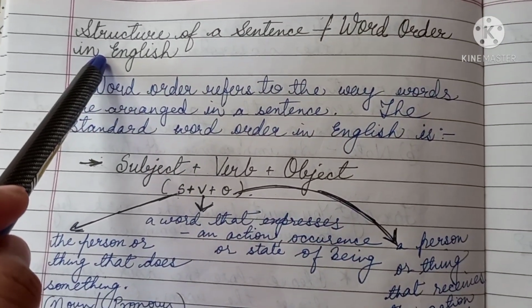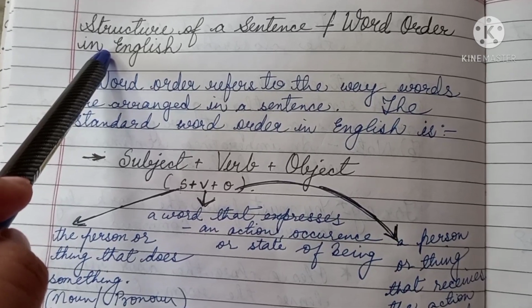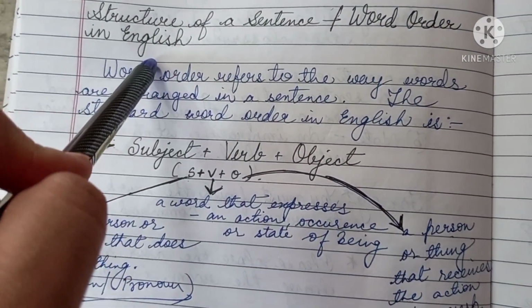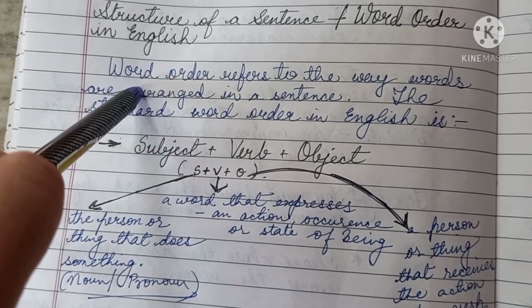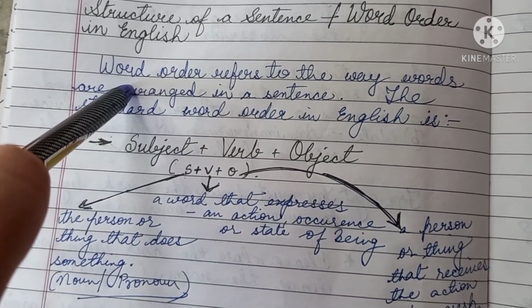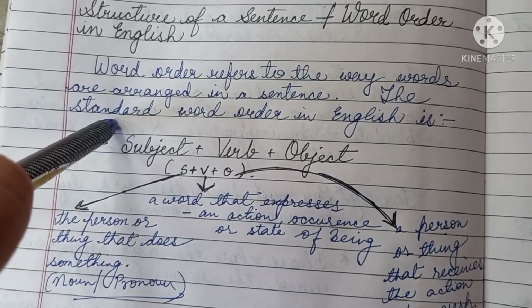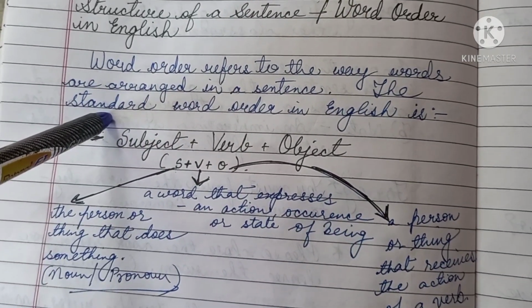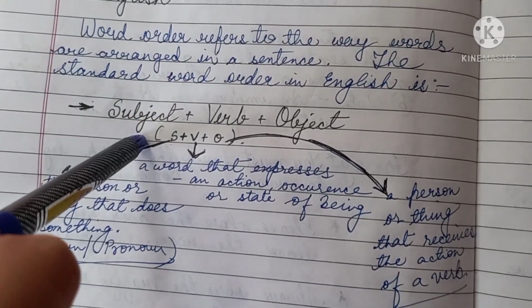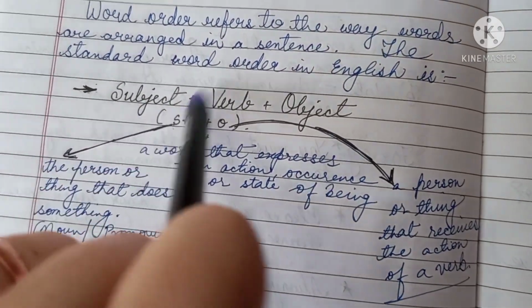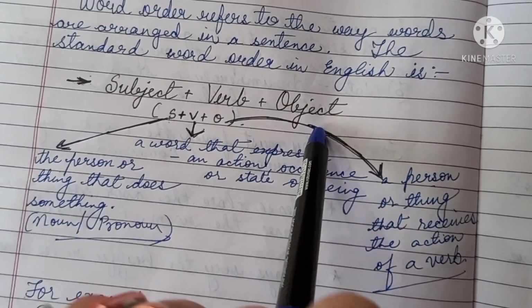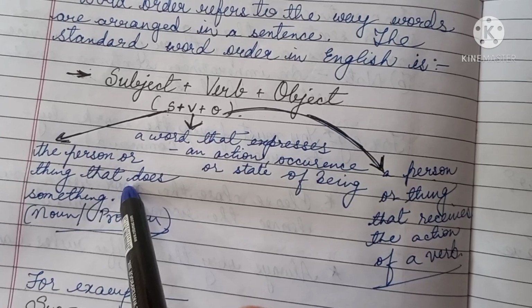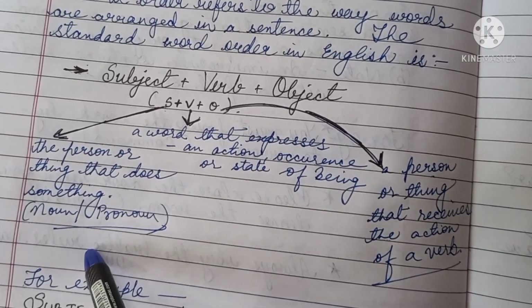Now, let us understand the structure of a sentence or the word order in English grammar. Word order refers to the way words are arranged in a sentence. The standard word order in English is first subject, plus verb, plus object, where subject denotes the person or the thing that does something. It can be a noun or a pronoun.